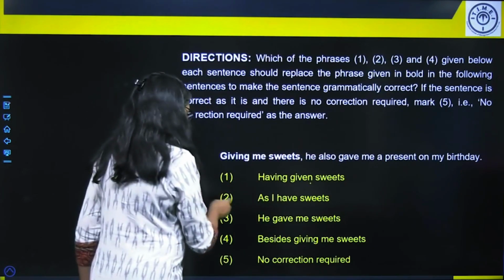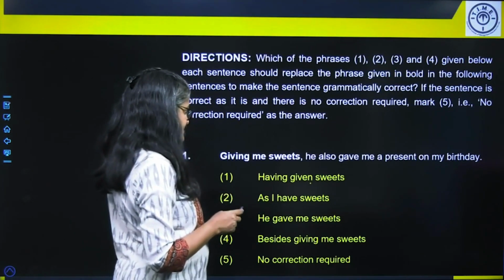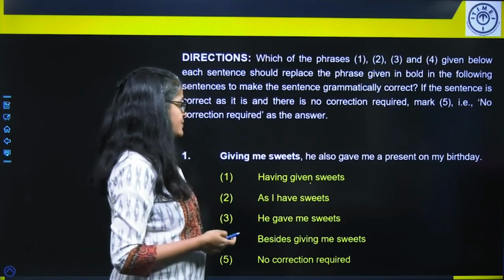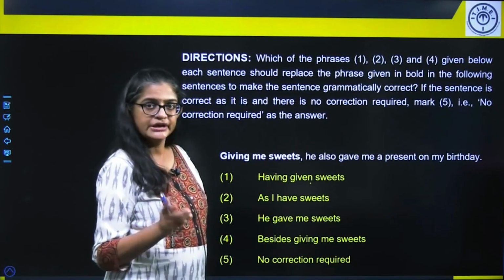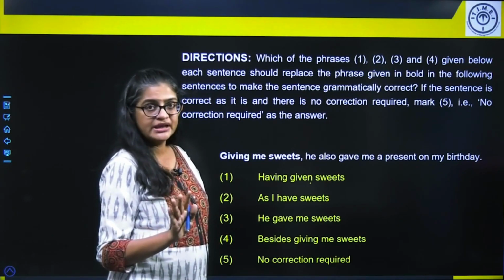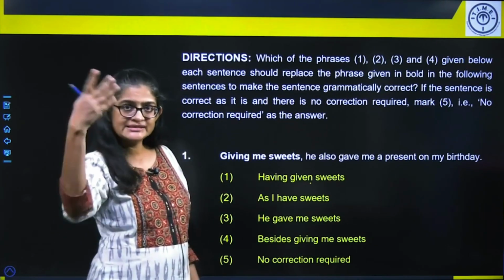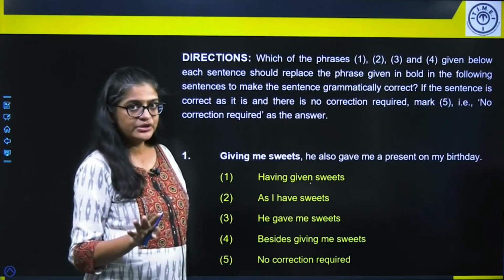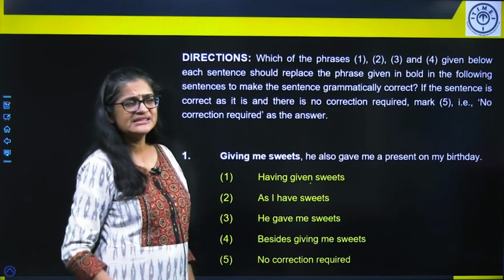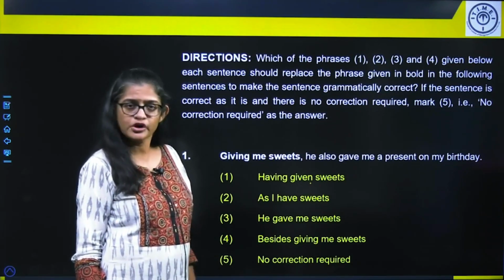He gave me sweets, comma, he also gave me a present on my birthday. It is correct, but then you don't need that comma there. He gave me sweets, full stop. Next sentence, he also gave me. That would have been better. Or maybe a semicolon, but not a comma.